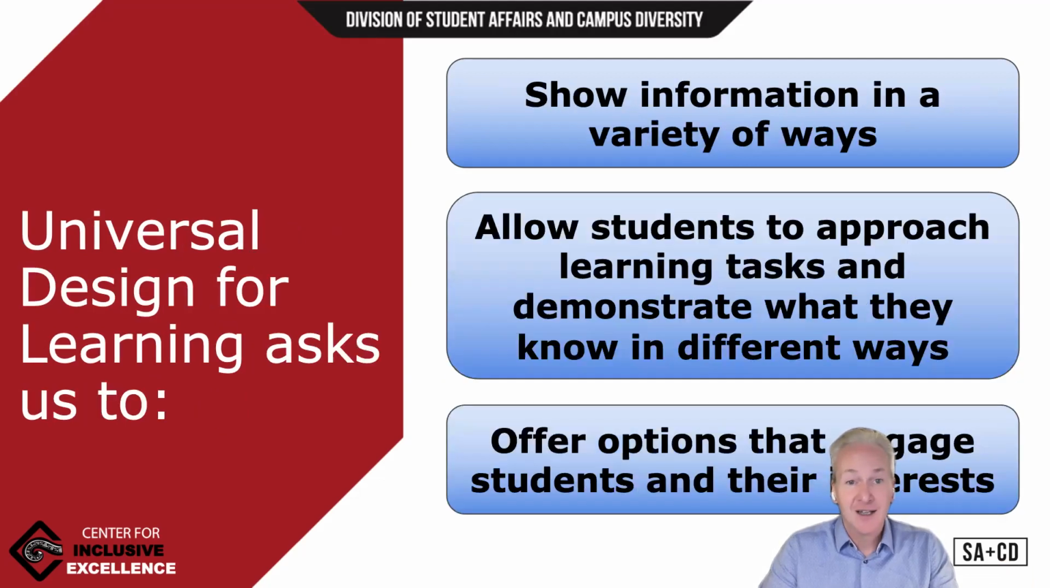In summary, the basics of universal design for learning ask us to show information in different ways, allow students to approach learning tasks and demonstrate what they know in different ways, and offer options that engage students and keep them interested.